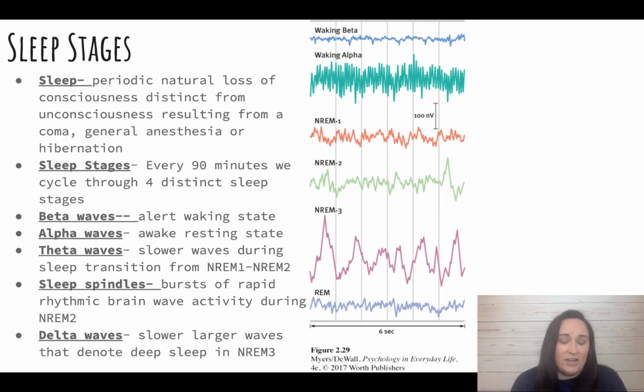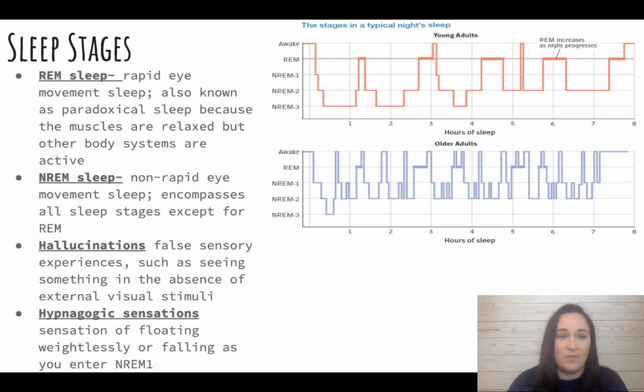And then delta waves are the deep sleep waves, and those happen in non-REM 3, which is our deepest sleep. And then you can see REM actually mimics a little bit more of an awake state. So we're going to talk about that.